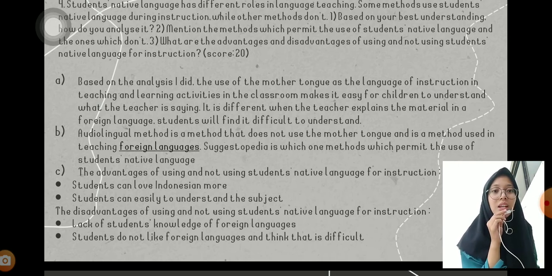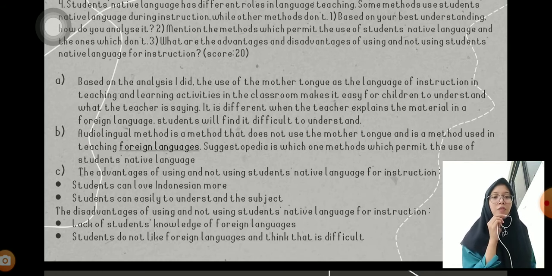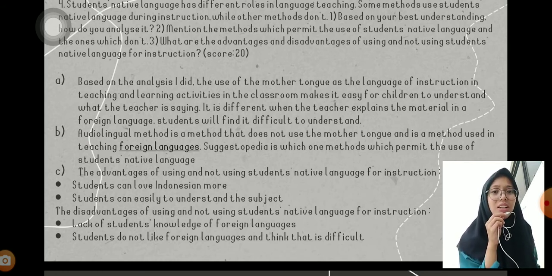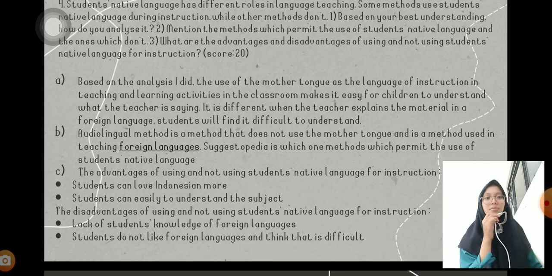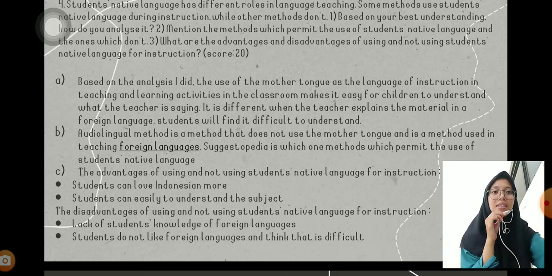Okay, for the disadvantages of not using students' native language for instruction. First, lack of student knowledge of foreign language. Yes, and then students do not like foreign language and think that it's difficult. Okay, that is my answer for number 4.